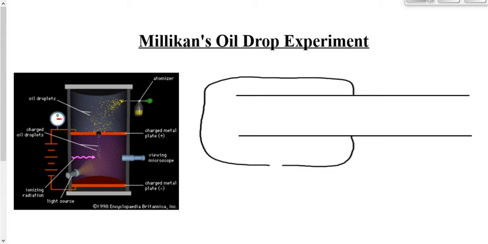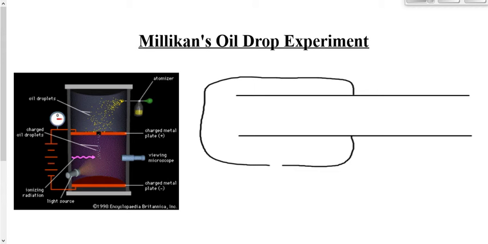We want more than that. We want the charge and the mass. So let's talk about another experiment that was performed a few years later by a guy named Robert Millikan, which actually found for us the charge of the electron. It's called the Millikan oil drop experiment.